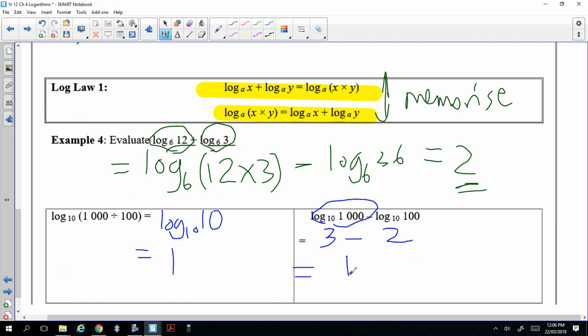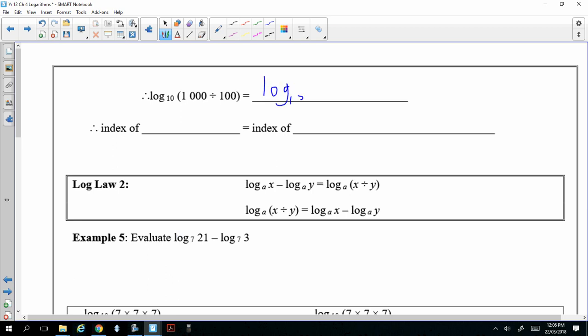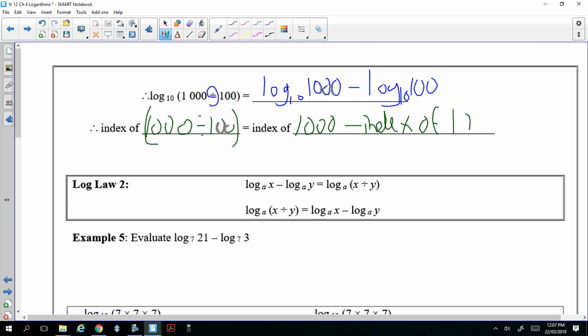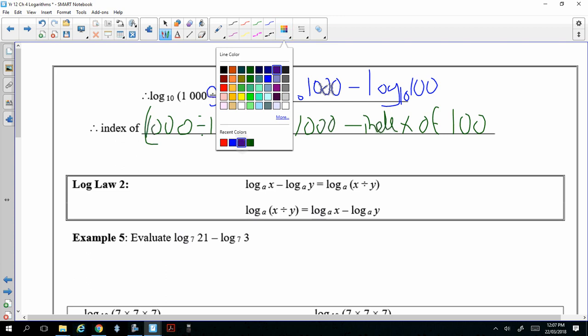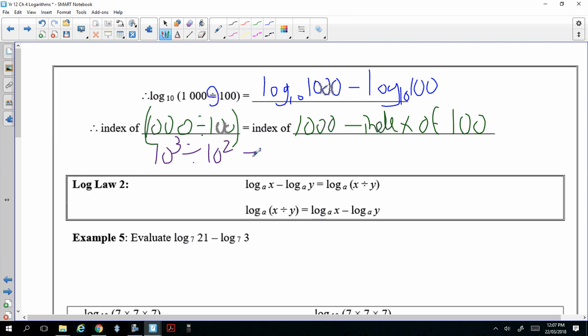So division has the effect of subtraction. When we divide numbers, we subtract the indices, isn't it? And this is what this rule is about. We're going to go to the next page to complete. All right, so basically log law comes from the index law. So we conclude that this is the same as log base 10. So when we divide, we subtract the two logs. Okay, subtract. Because you can think of the index of 1,000 divided by 100 as the index of 1,000 minus the index of 100. So it's like this rule: 10 cubed divided by 10 squared is the same as 10 to the power 3 minus 2. That's where the minus comes from.